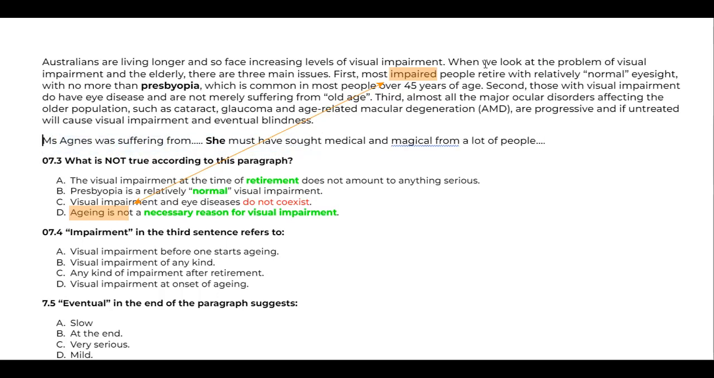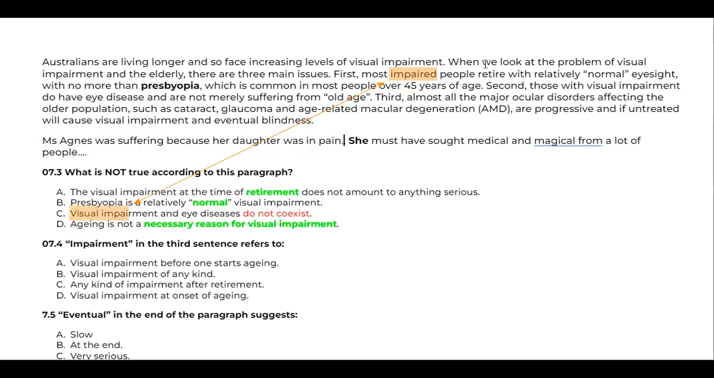All right. At the same time, Miss Agnes was suffering because her daughter was in pain. Okay, in pain. Look at this one. Now, she must have sought medical help. Who is she here now? Is it Miss Agnes or her daughter?